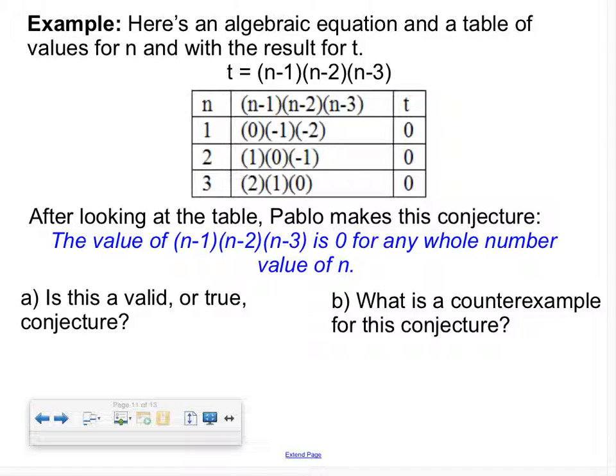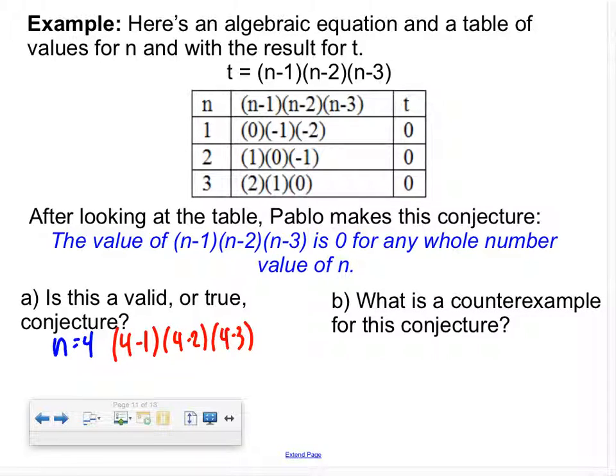Is this a valid or true conjecture? Is this always going to work? Let's try some numbers. Let's continue the pattern. If n was 4, let's double check that. We would get 4 minus 1, 4 minus 2, and 4 minus 3.